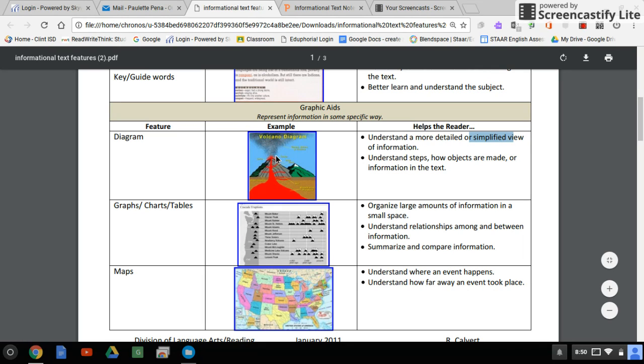For example, we have here a volcano diagram. So the volcano diagram right here is labeled, okay, the top part is this, the bottom part is this, this is the lava, this is a mountain, this is a peak. Your diagram always labels the picture. It is always labeled for its parts.